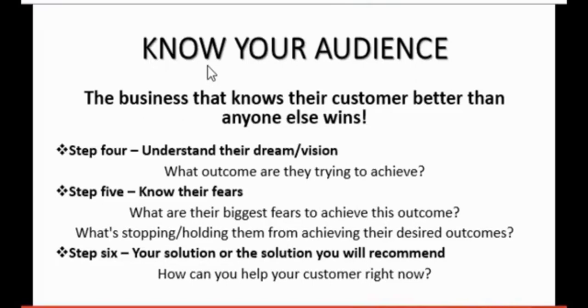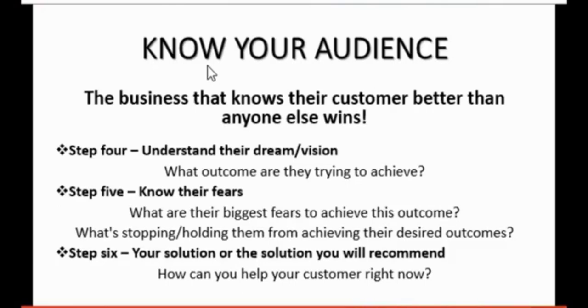You also need to know their fears. So what are the biggest fears to achieving their outcome? What's stopping or holding them back from achieving their desired outcomes? You need to understand what they've been going through that's been stopping them from taking action and getting there. So like I've said to you, I know that a lot of people going into affiliate marketing, some of the biggest struggles that they're having is that there's too much information. They're so bogged down in all of this information that they don't know what the right steps are. They don't have a clear plan to actually implementing a successful affiliate marketing strategy.